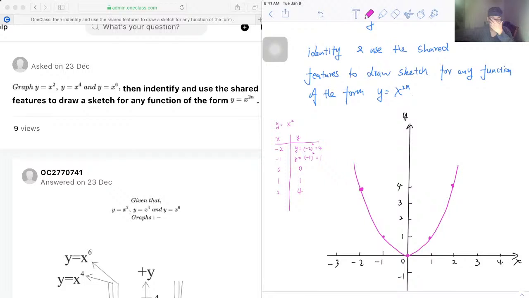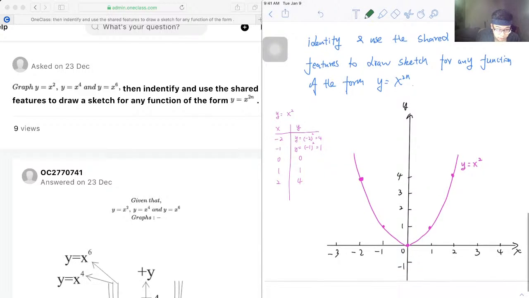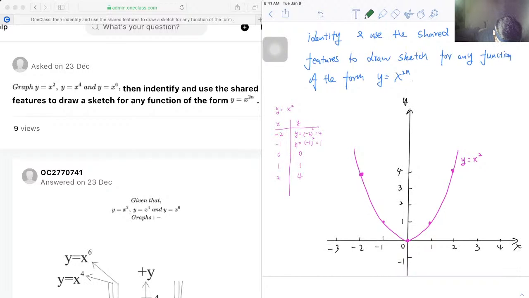Remember, it goes to infinity on our left hand side and right hand side. Okay. So that will be y is equal to x squared. Okay. And now let's use green to show y is equal to x to the exponent of 4. So y is equal to x to the exponent of 4.